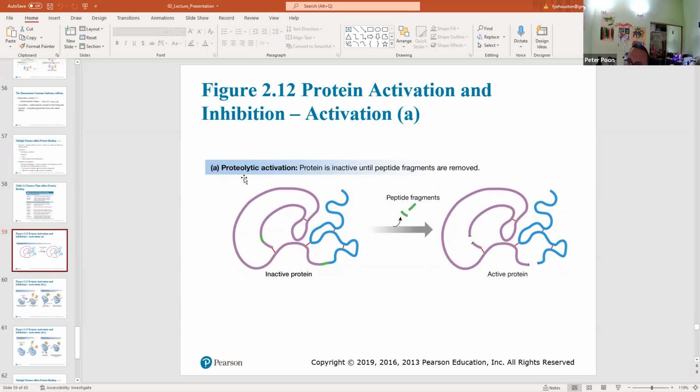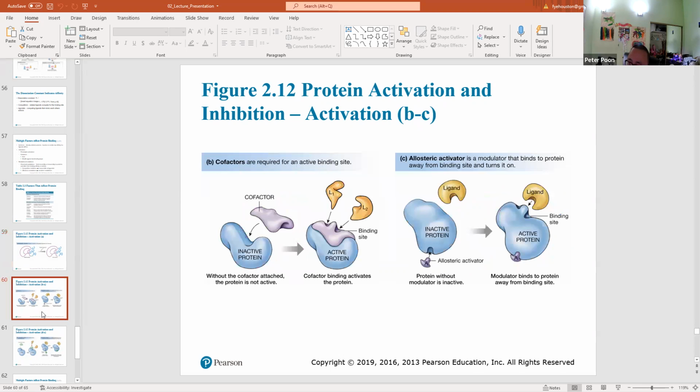Okay. So this is proteolytic activation. You take an inactive protein, you cut off those sequences, and now all of a sudden this becomes active. This is insulin, by the way. So this is how insulin works. You make it, it's inactive. All you have to do is remove these two little pieces, and it becomes active.